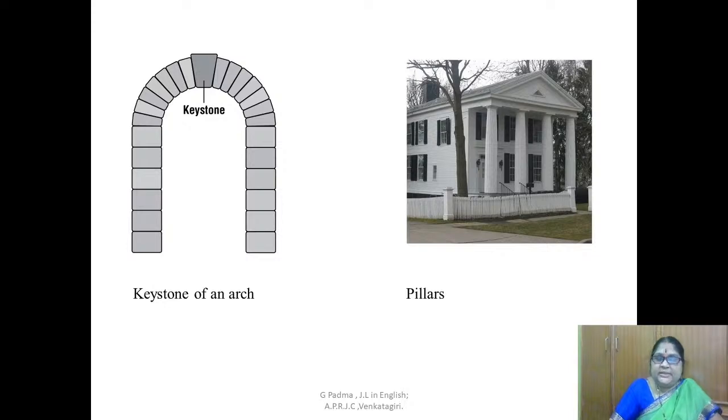Then coming to the keystone. Keystone is a very important stone in the arch. See, the shape of the arch is also given there. That curved shape is called an arch, and in that center point there's a keystone on which all the other stones are based and the arch is made.